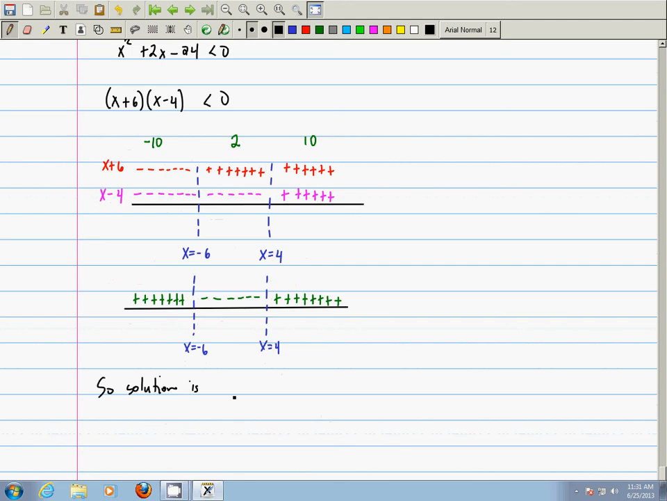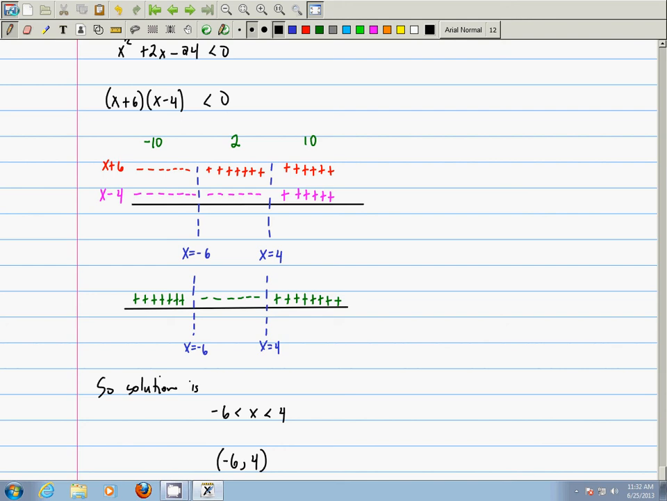Where is it negative? Between those two cuts. So negative 6 less than x less than 4. Should it be less than or equal to? It should be strictly less than because we asked for negative. And in interval notation, how would you write it? Negative 6 to 4, not including either one. Any question about this example?